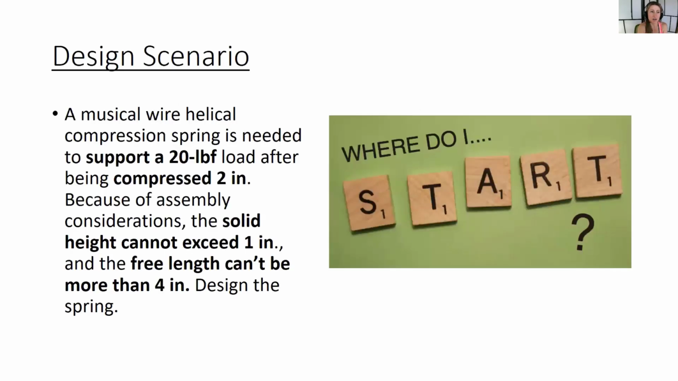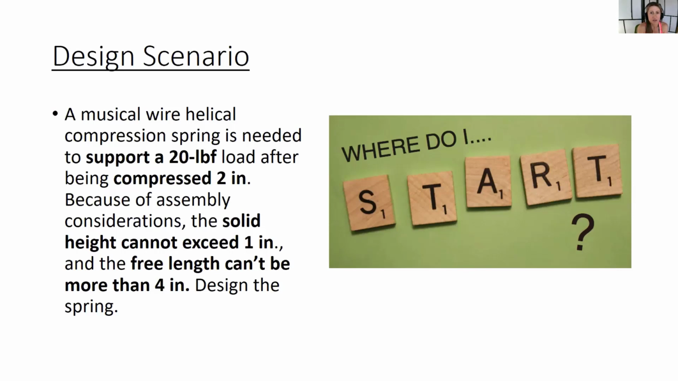So our design scenario: we have a musical wire helical compression spring needed to support a 20-pound load after being compressed 2 inches. Because of assembly considerations, the solid height cannot exceed 1 inch and the free length can't be more than 4 inches. Design the spring. So first question, where do you start?